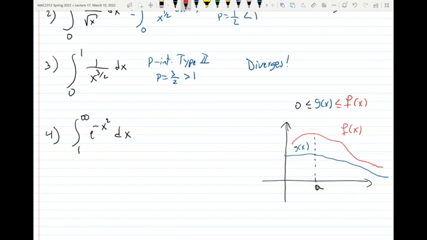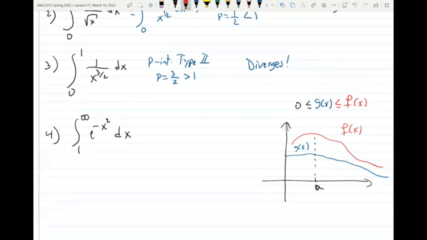For example, this one. What I want to do is, I'm not going to use a p integral, but at least I would like to compare this with something that I know how to integrate. What's the thing that's in the way of allowing me to integrate this? It's a square right here. If I didn't have this square, I can integrate this. If I didn't have the square, it would be e to the negative x, and this is easy to integrate. Do you understand this? So I would like to compare this with e to the negative x.